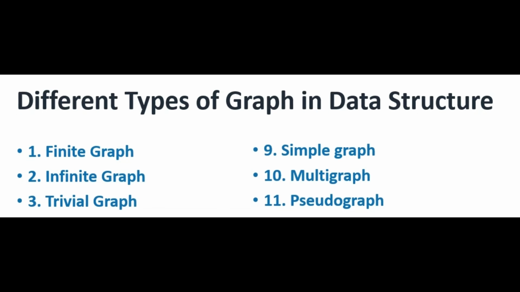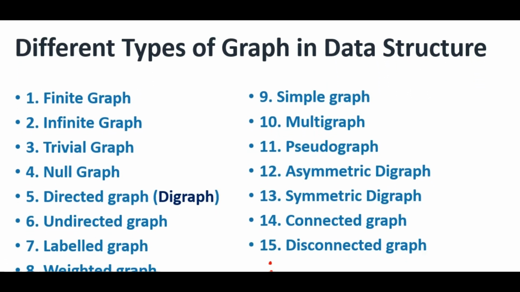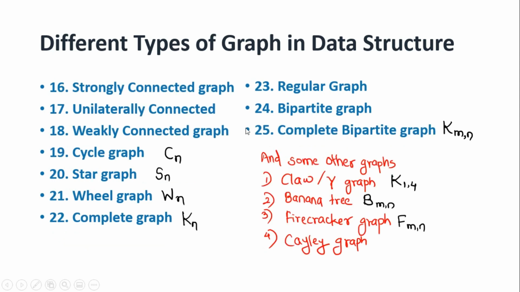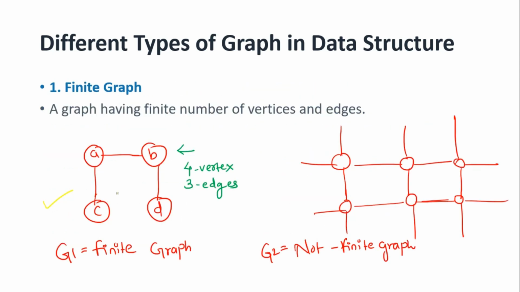There are many different types of graphs in data structures, but in this video we're going to cover all of these different types of graphs in data structures. A graph is always represented by a pair of vertices and edges. If your graph has a finite number of vertices and a finite number of edges, meaning the count of vertices and edges is known, then that graph is called a finite graph.